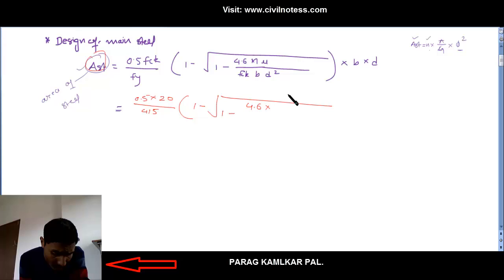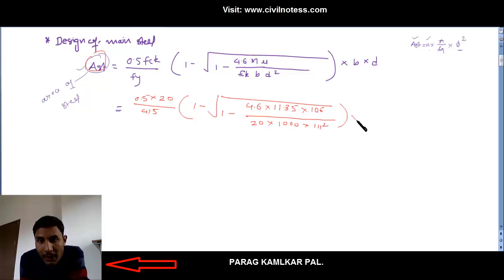We already calculated the factored bending moment, 11.35 into 10 raised to power 6, divided by fck, which we know is 20, multiplied by b, which we took as 1000. And d we calculated as 63 point something, but we take what we got in part number 1, which is 111, for which we are going to design, multiplied by 1000 multiplied by 111. Okay, so the Ast value is already calculated, so no need to do the calculation over there.